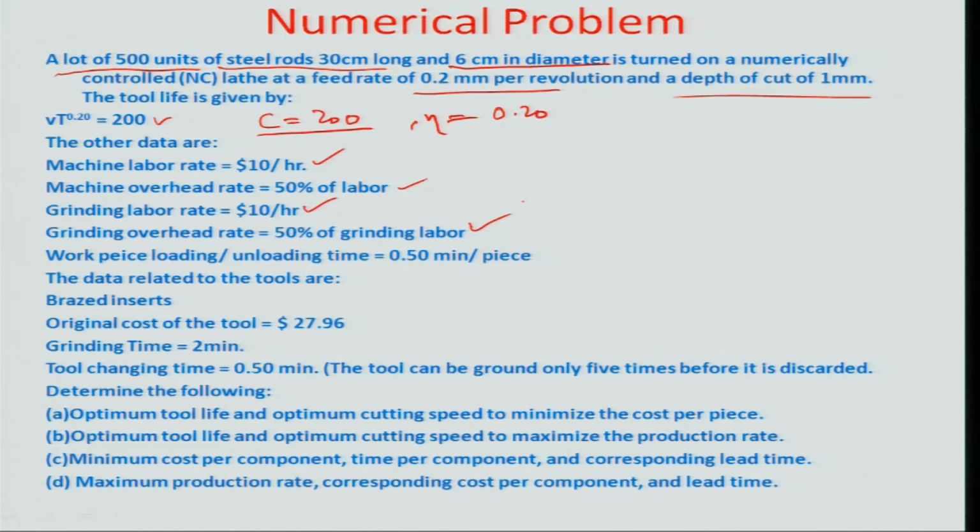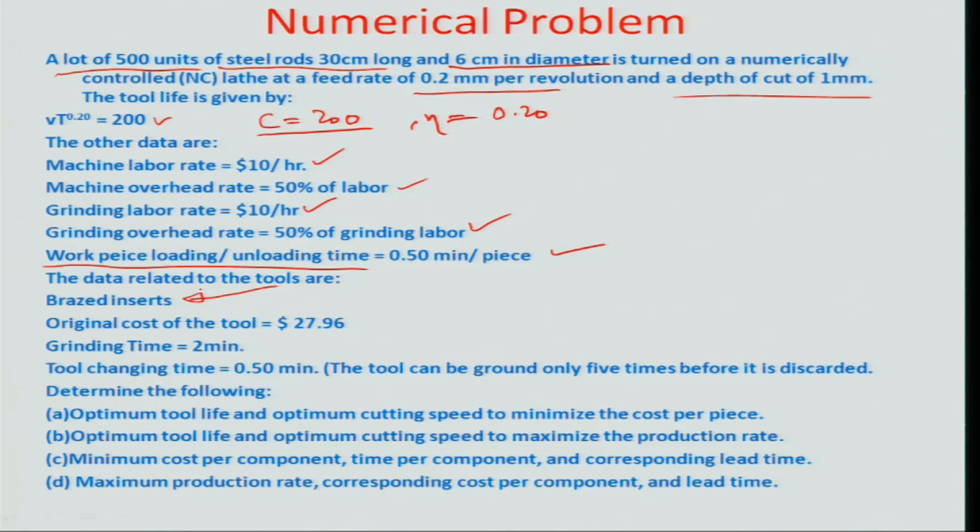And we have some other parameters of importance which would be enabling us to determine the optimum tool life, considering the minimum cost or the maximum production rate model and so on, also the optimum velocity conditions, and so forth. So we have the workpiece loading unloading time given as 0.50 minutes per piece, and there are some other data related to the tools. Mostly the brazed inserts are the toolings which are used in this particular case. Remember, it is an NC lathe, so you will have to have multiple toolings in a single chuck to do all the machining operations.